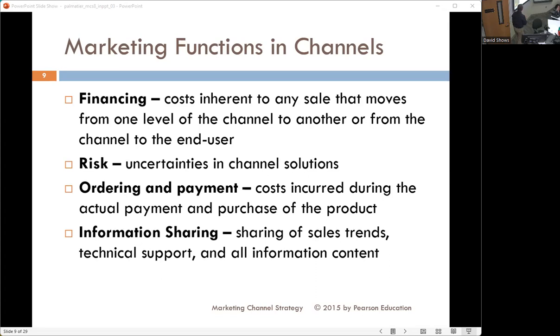Ordering and payment are the costs incurred during the actual payment and the purchase of a product. Information sharing is not only just the sales trends, the technical support, and all the information content, but there's an important reason for sharing information. You want to transfer information into inventory. And so what that means is that the information that you're giving to these corporations has to have a purpose. You're trying to get them to translate the information you give them into inventory that they purchase. And that's where the focus needs to be on the information you share.